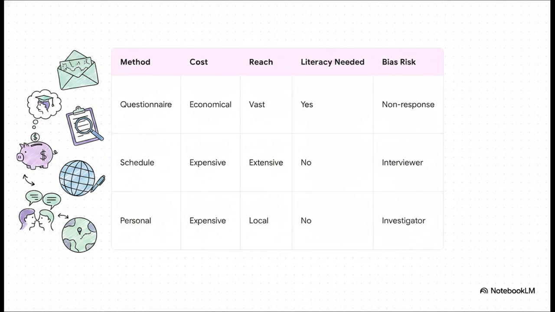Now, what if you have millions to spend and need guaranteed extensive reach, like a census? You use the schedule method. It's highly expensive, sure, but literacy isn't a problem, though you do have to worry about the skill of your interviewers. Finally, if you need deep, complex, qualitative data in a small local area, personal interview. Massively expensive, no literacy required, but you face the absolute highest risk of investigator bias. Seeing them side by side like this makes it so much easier to see why a researcher chooses one over the other in the real world.